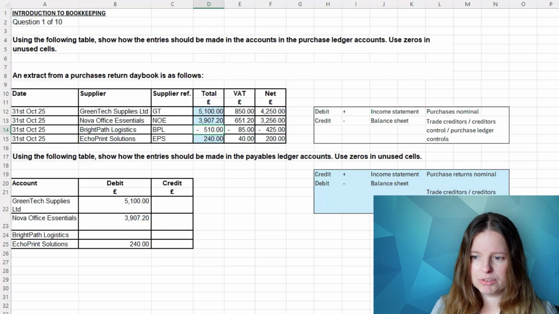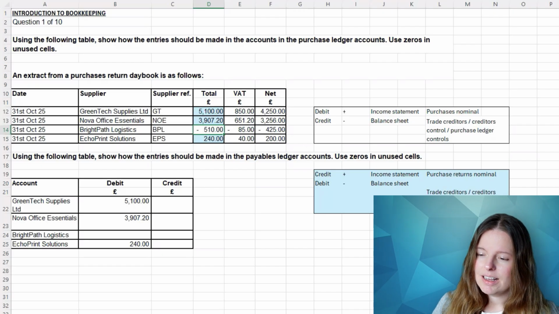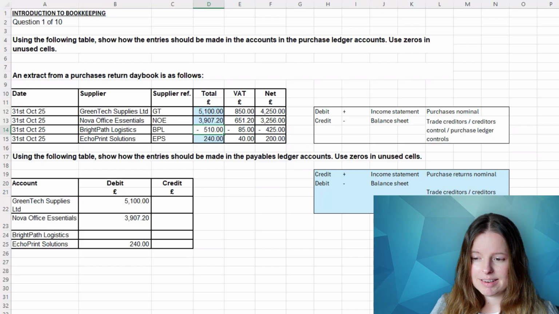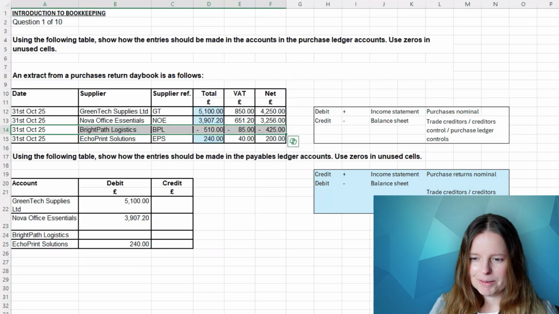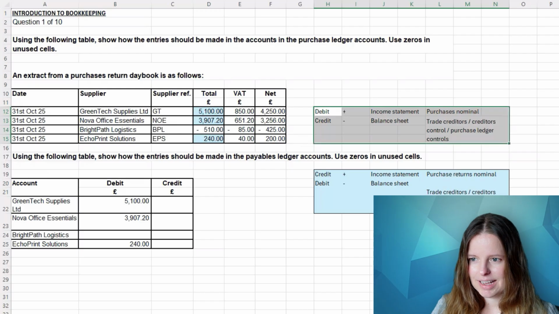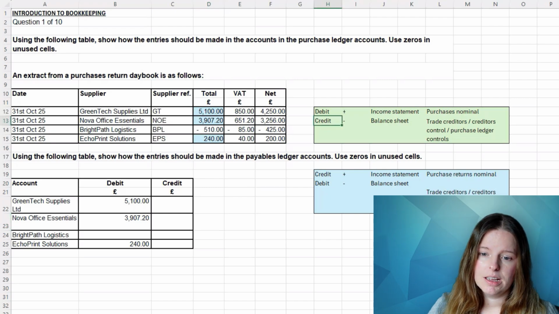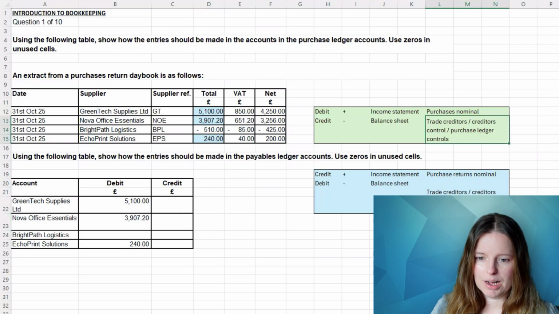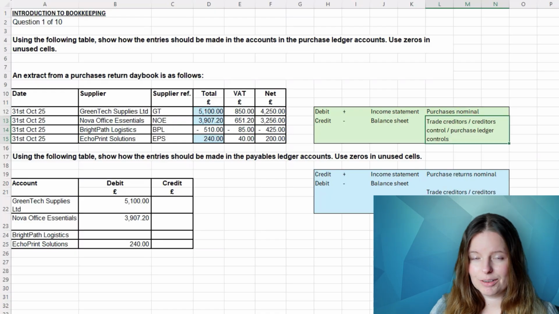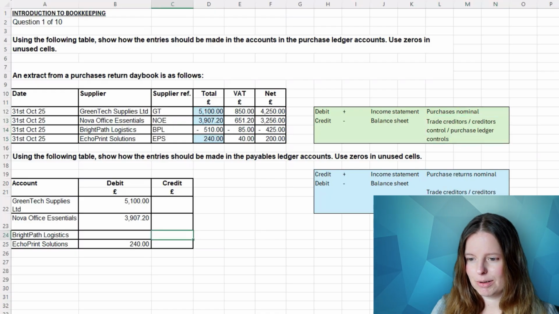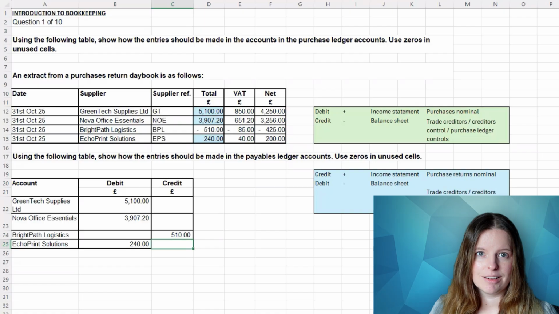So it's hit the purchase return daybook, probably by accident. It should have been in the purchase daybook instead, but because it's a negative in the purchase return day book, and we're talking about double negatives here almost, it's going to follow this here. So it's going to be a debit to the income statement under purchases or purchases returns, and then a credit to the balance sheet under trade creditors or creditors control account, purchase ledger control account. So that's all the same nominal essentially. So that's going to go here as a credit.